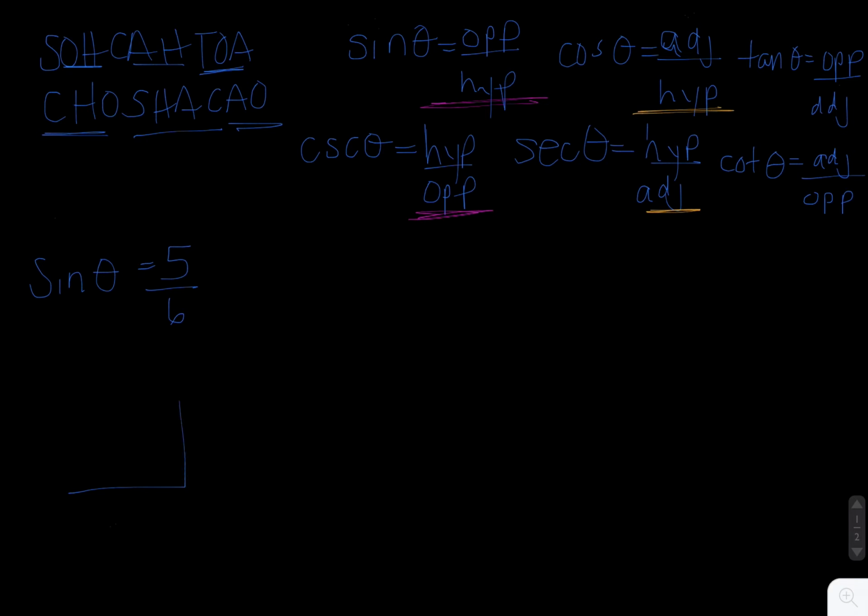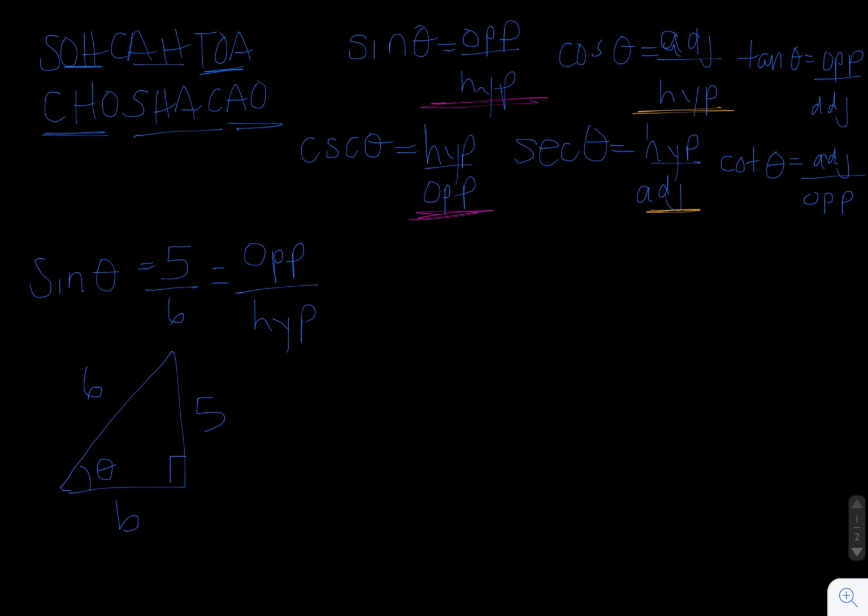Well, first, I think it would make sense to draw a triangle. Here's our right angle, here's our theta. What is sine of theta equal to? Well, according to Sohcahtoa, sine is the opposite over the hypotenuse. So let's label those in our triangle. So opposite would be here, hypotenuse would be here. So that means we need to find this side.